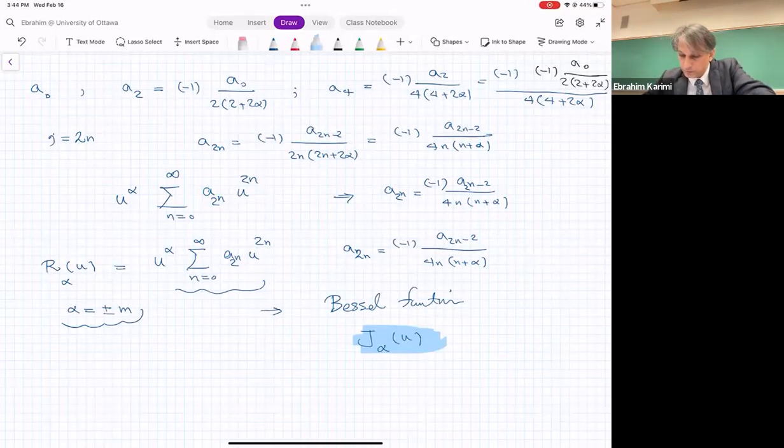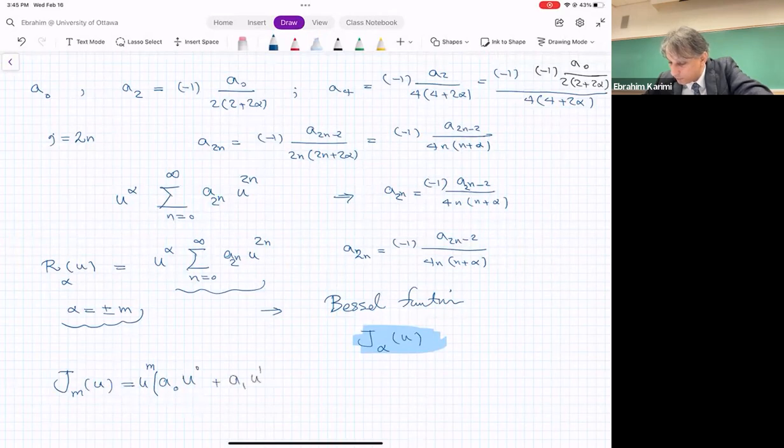Okay, so just to understand better, J of M of U is nothing more than A0 with U power of M at the front, U power of 0, plus A1 U power of 1, plus, sorry, we just talked about this, so this is 0, essentially. So that will be A0 U power of 0, plus A2 U power of 2, plus A4 U power of 4, plus etc.